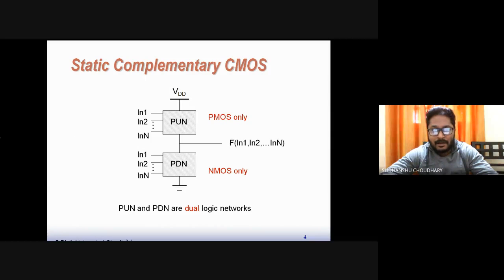So for example, here you will find a static complementary CMOS circuit being implemented using a pull-up network which has PMOS only and a pull-down network which has NMOS only. The pull-up network and pull-down network are dual of each other. Dual here means that suppose in a pull-down network NMOS are connected in series, then in a pull-up network, PMOSs will be connected in parallel, so that the output node is always connected to either VDD or VSS, right? So dual here means if the MOSFETs in the pull-down network are connected in series, in the pull-up network the MOSFETs will always be connected in parallel.